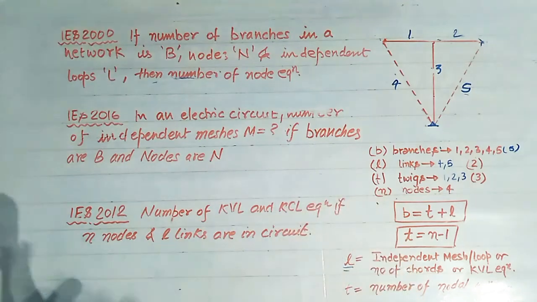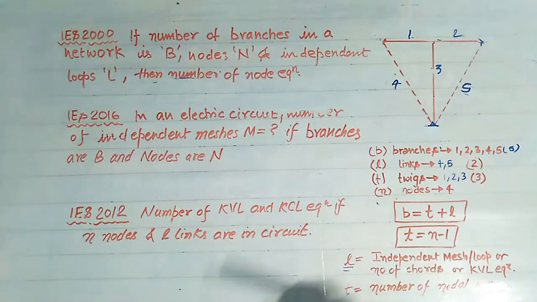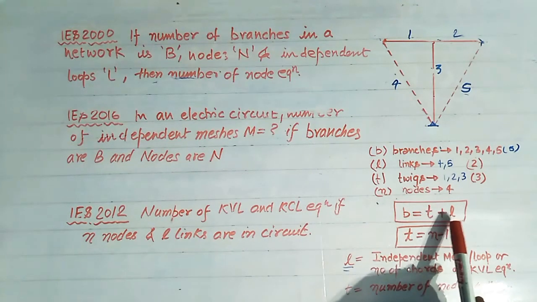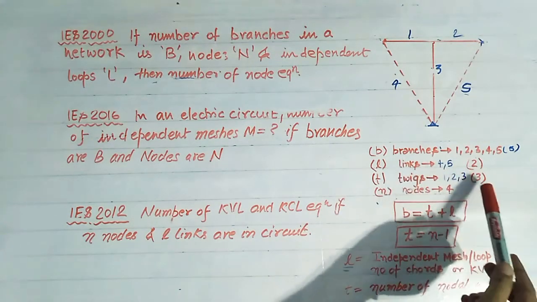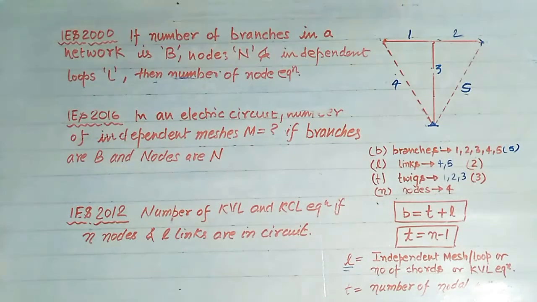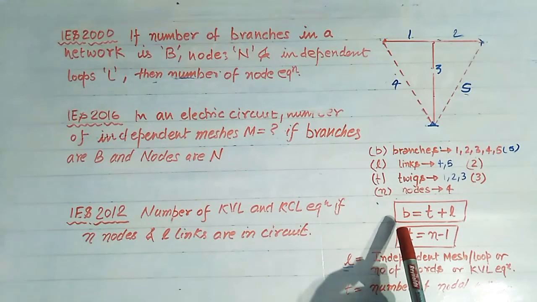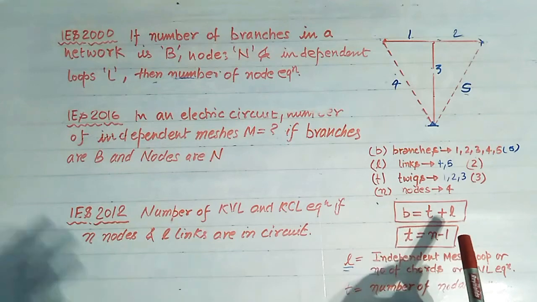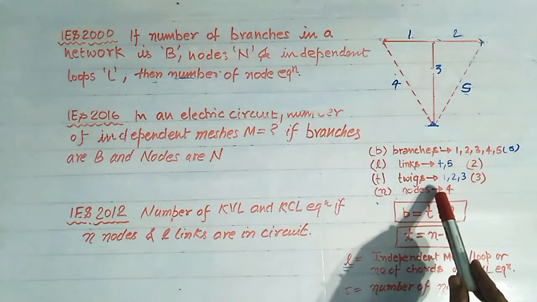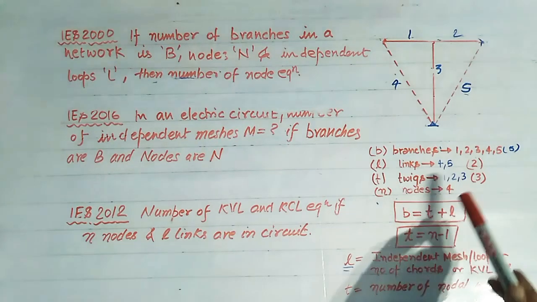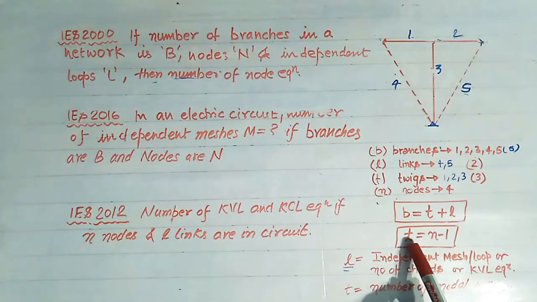From this data we can conclude that the number of branches is equal to the number of twigs plus the number of links. Here the number of links is 2, the number of twigs is 3, and 3 plus 2 is equal to 5. So we can say that the total number of branches is equal to the number of twigs plus the number of links. And what is the number of twigs? That is equal to n minus 1. Here you can see that the number of nodes is 4 and the number of twigs is 3. That's why we can conclude the number of twigs is equal to n minus 1.